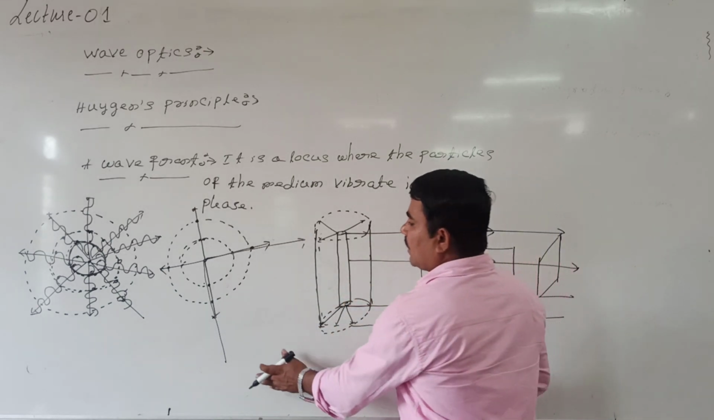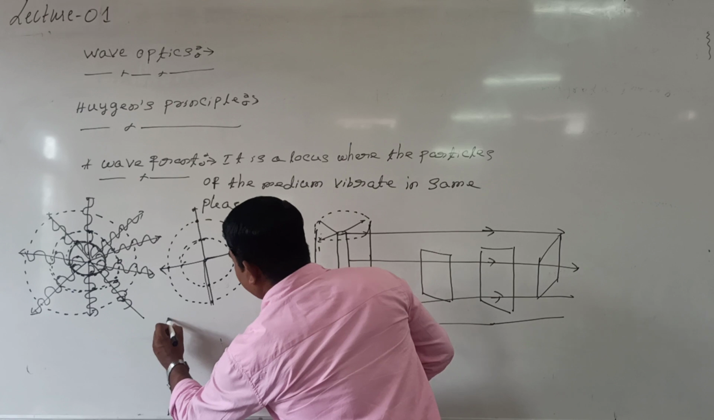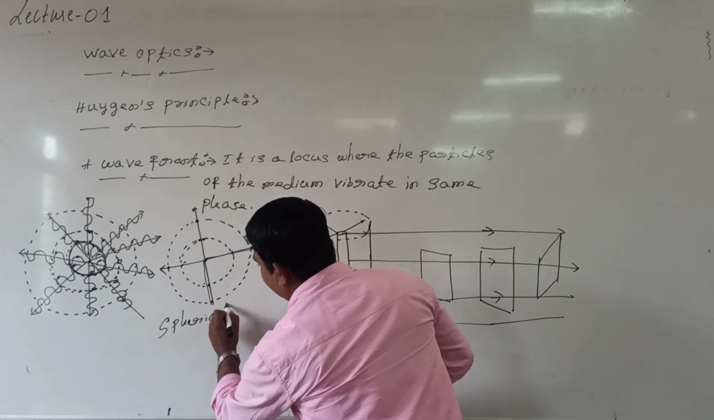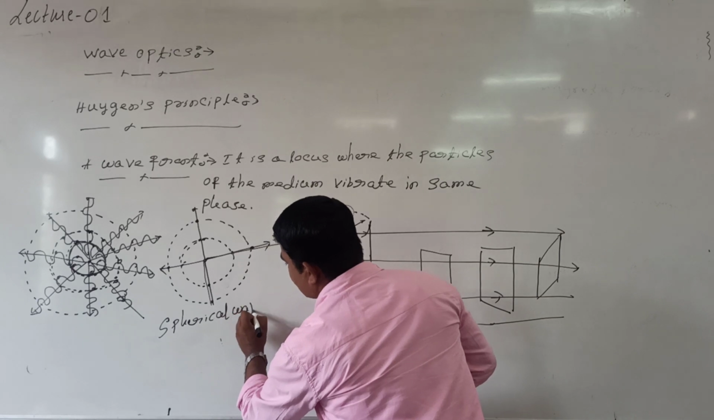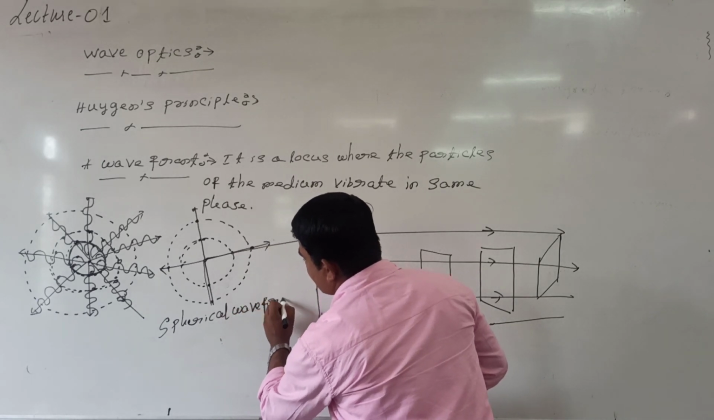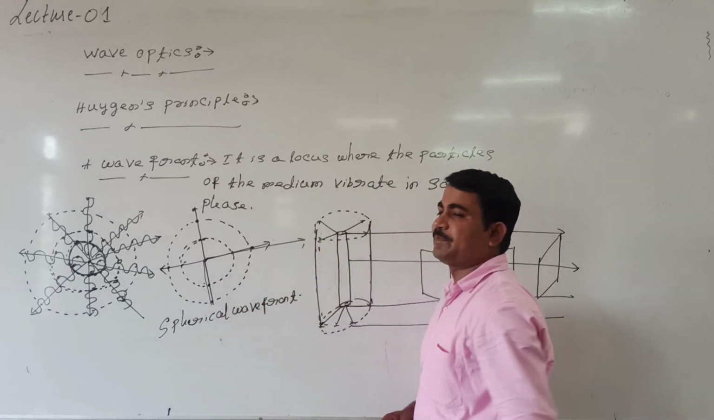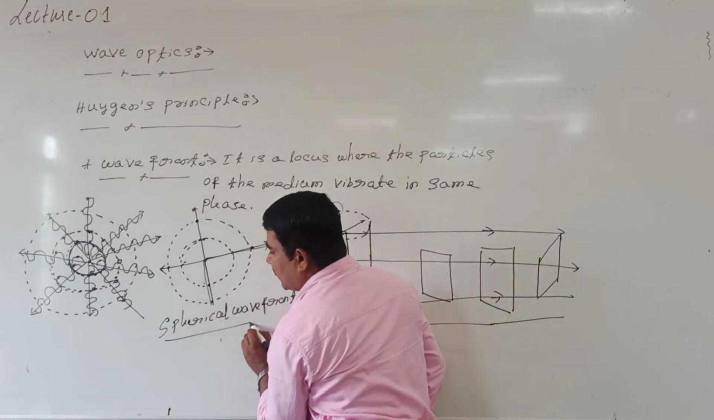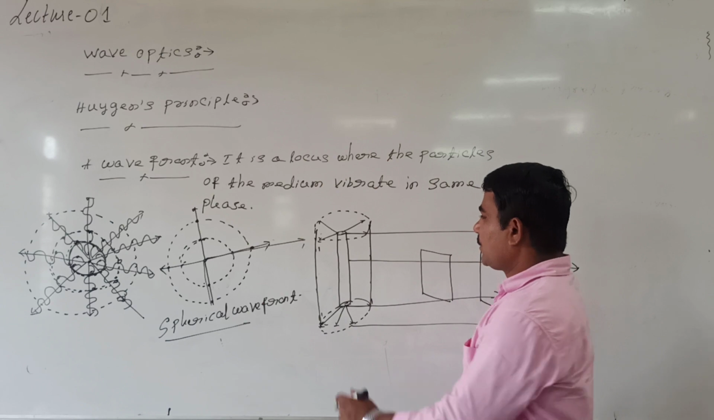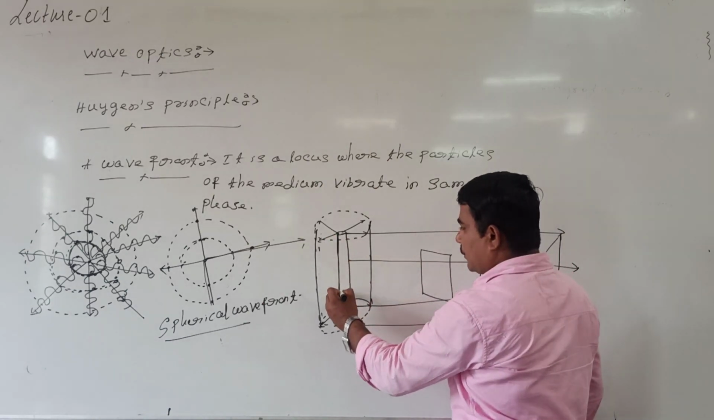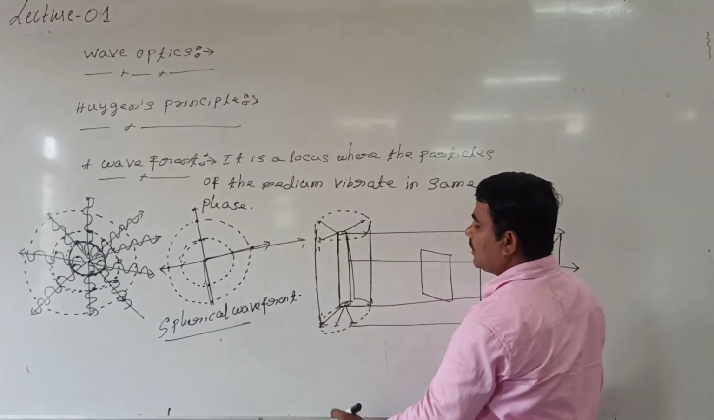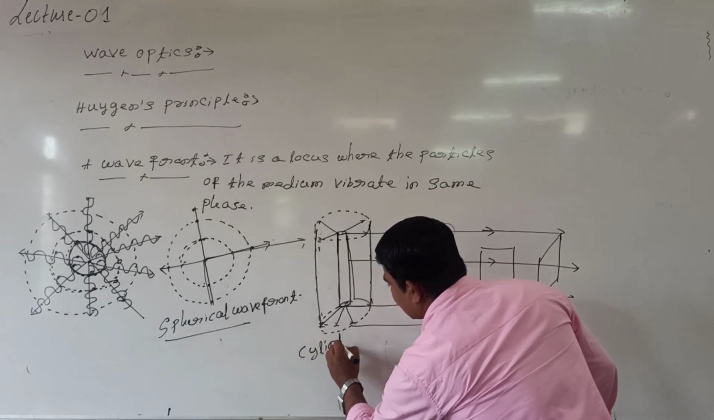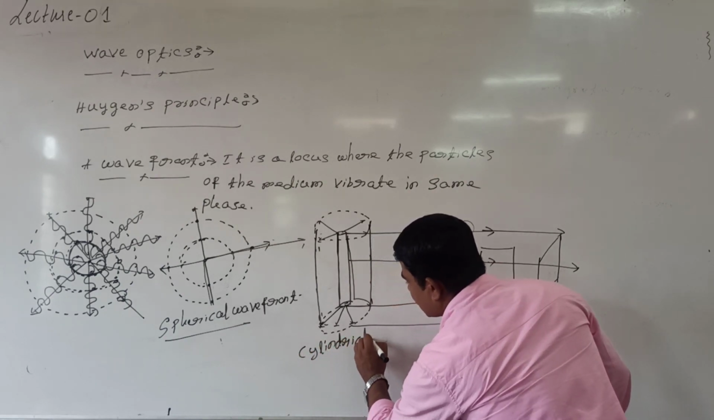What can this be? This I can call spherical wavefront. The wavefront produced due to a point source of light, that we are calling spherical wavefront. Fine. The wavefront produced due to a linear source of light, that we are calling cylindrical wavefront.